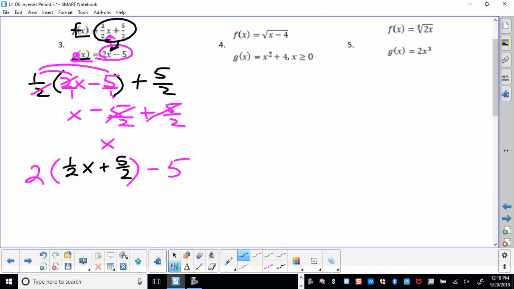And then now you just simplify. This is 2/1. So when I multiply that, I get x, because it's 1x. And then when I multiply that, the 2's cross out, and I have 5 minus 5. That's 0, so I get x. So yes, those are inverses of each other.